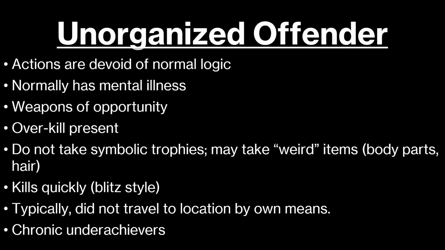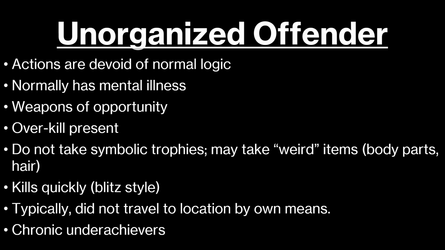Now, on the other spectrum is the unorganized offender. The best way I know to tell you this is that the unorganized offender is the one who has extreme mental illness. They have a mental illness that snaps, and they kill. So they typically kill quickly in a blitz style. Any weapons that they use are weapons of opportunity, so weapons that are present.